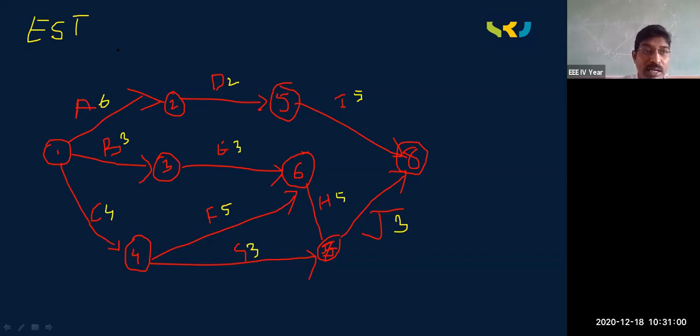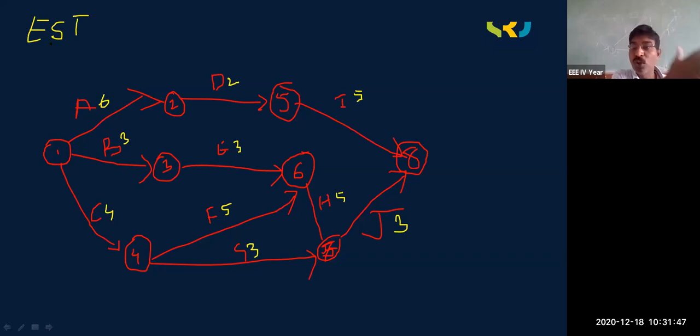What is earliest start time, friends? The earliest starting time formula I have given. The earliest start time is also known as the forward pass, meaning we do the activity from 1 to 8. Moving from 1 to 8, we need to apply the earliest starting time formula. And if we are doing activity from the 8th node to the first node, we need to apply the latest completion time. If we are moving node 1 to node 8, it is the forward pass, isn't it? And if you are doing node 8 to node 1, we call it a backward pass.